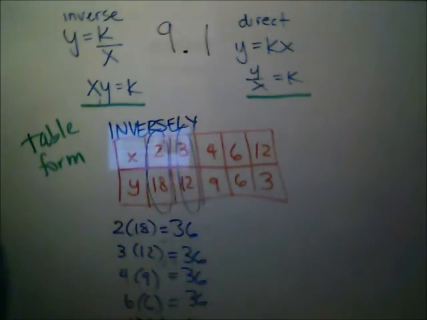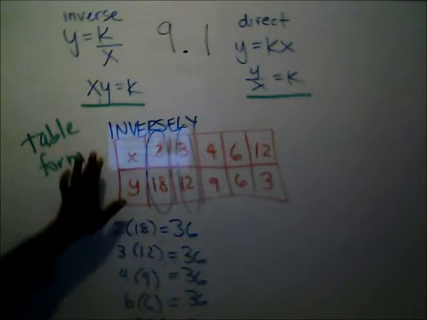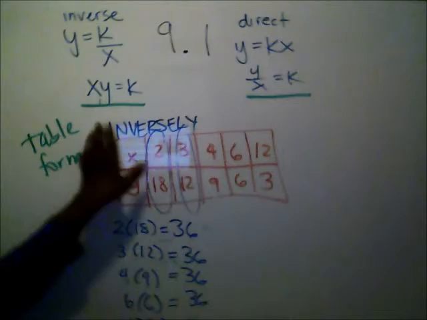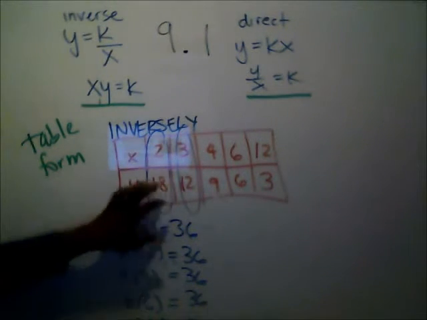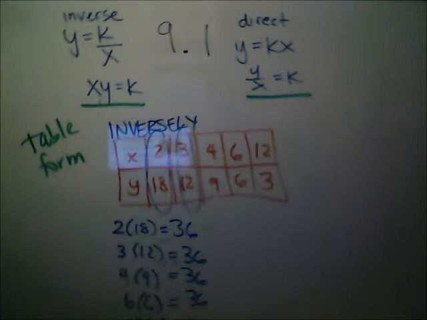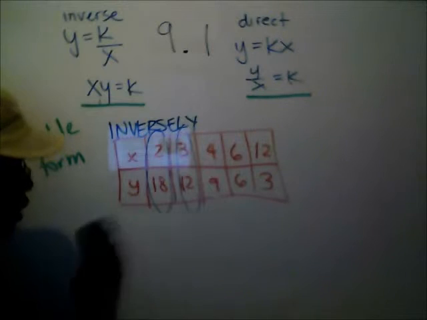Okay. So just to kind of recap, if we're given a table and we have to figure out whether it's inverse or direct, you want to use these equations. Okay, we multiply x and the y's together and we got the same number each time, so it's going to be inversely related. Let's do an example of what direct would look like in a table.